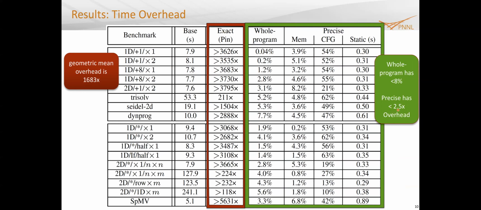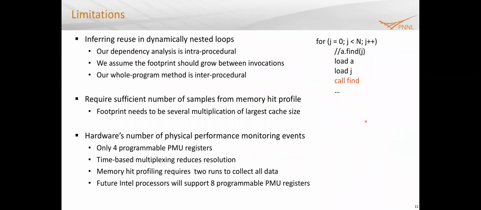It is a factor of 2.5 because we need to do 2 runs, one to collect the memory profile and the second to collect the CFG profile. And our static part is constant, so it doesn't change based on the runtime of the application.